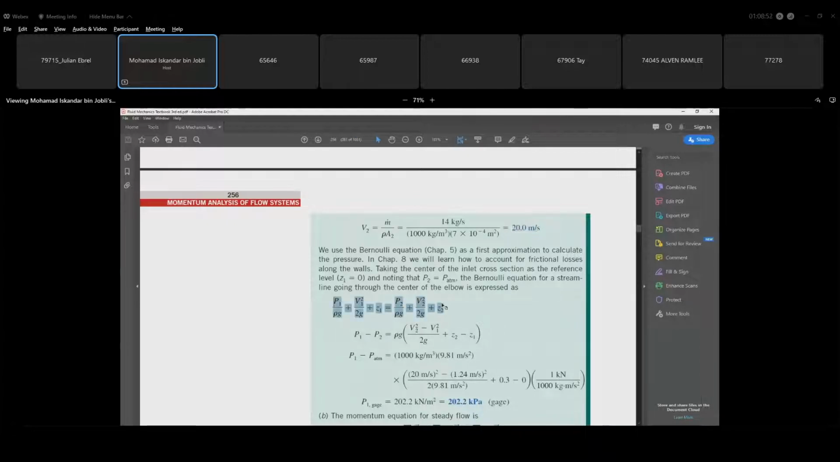The Bernoulli equation, like I told you, is applicable the moment you have a fluid flow. The moment you have fluid flow, point one and point two, you can use this equation right away. And then you just find anything missing.